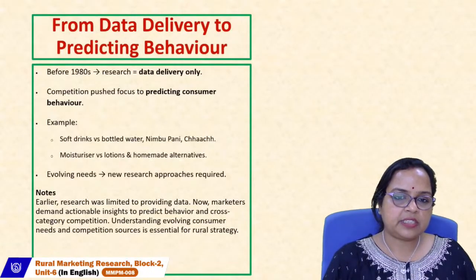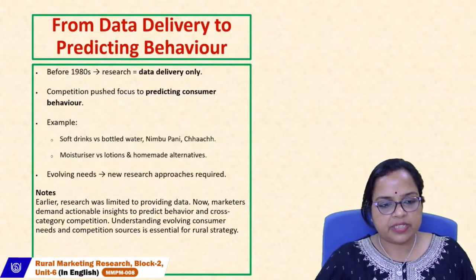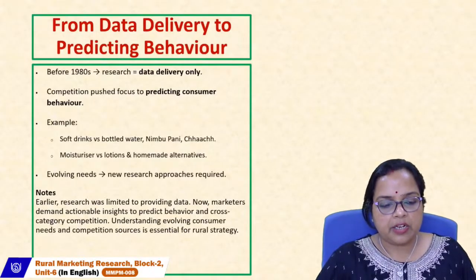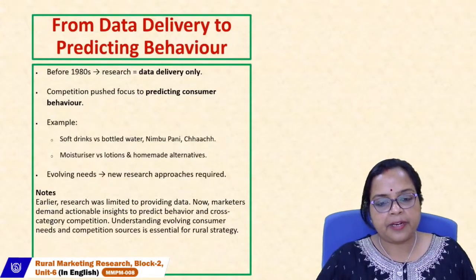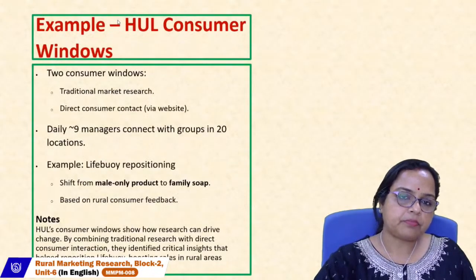From data delivery to predicting behavior. Before the 1980s, research was only about data delivery. Competition pushed the focus to predicting consumer behavior. Earlier, research was limited to providing data. Now, marketers demand actionable insights to predict behavior and cross-category competition. Understanding evolving consumer needs, preferences, aspirations, and competition as well, the marketer can decide its rural marketing strategies.